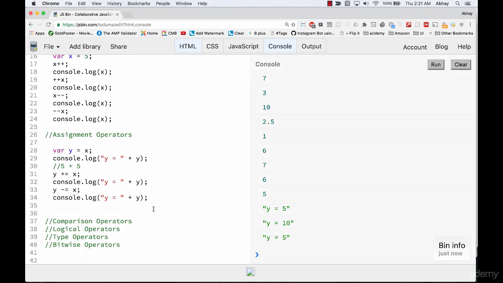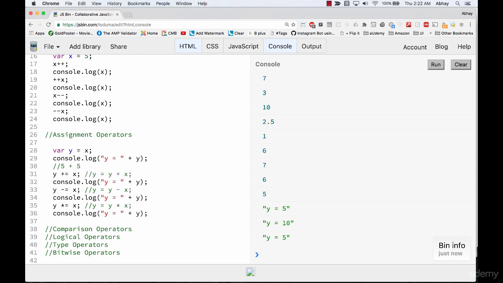Similarly, we can also have a multiplication in place where we can do y star equal to x. Now this is as good as y is equal to y into x. You see the comments are so handy? Okay, so now the output should be 25. The reason being y before applying this is 5 and x is also 5, and that's why the output is 25. We can also do the same thing with a division.